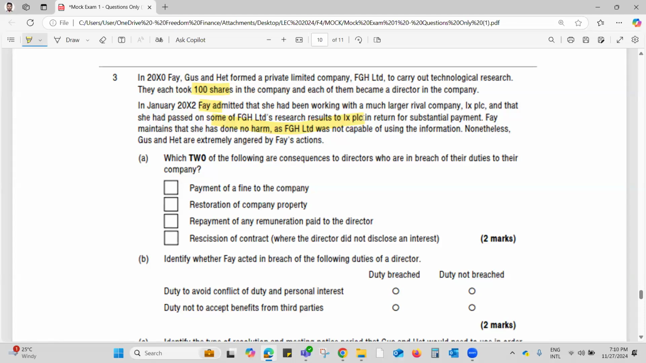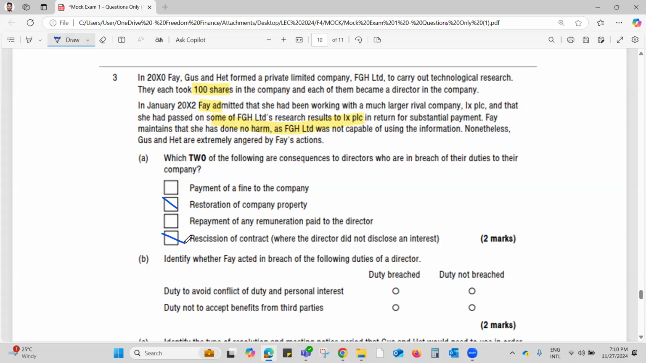So now let's see, this is the story, what they're trying to ask from us. Which two of the following are consequences to directors in breach of their duties to the company? They're asking what the consequences are for directors who are in breach of their duties. The first is to restore the company's property. So how are you going to restore the company's property? Then the rescission of the contract. Those are the two things that you need to initially be worried about: how to restore the company's property and how to rescind the company's contract.